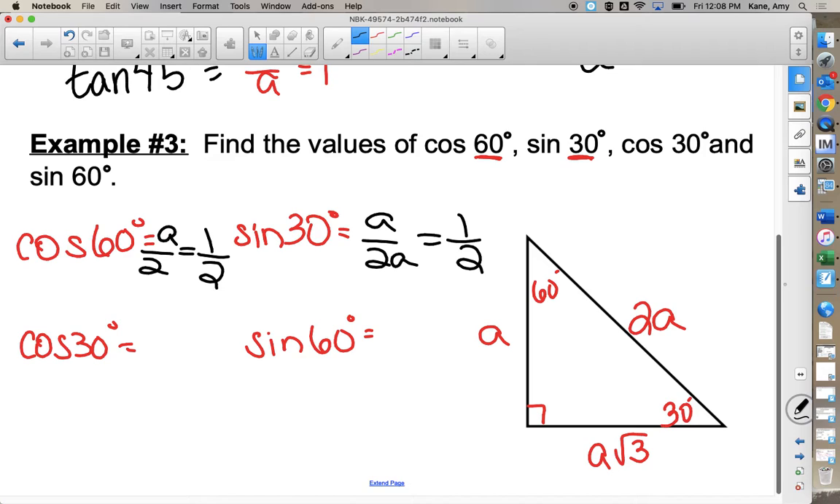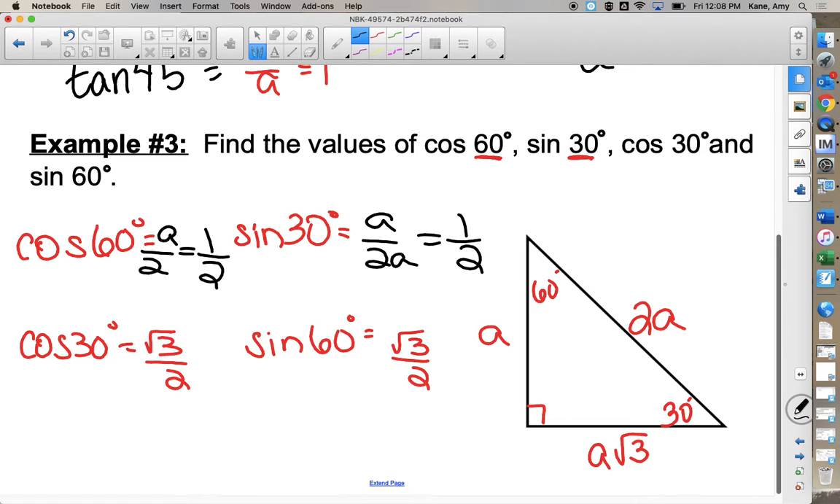Asher, the cosine of 30 is square root of 3 over 2, and then the sine of 60 is square root of 3 over 2. What's special about those two angles, 30 degrees and 60 degrees? Asher? They add up to 90. So those angles are complementary angles.